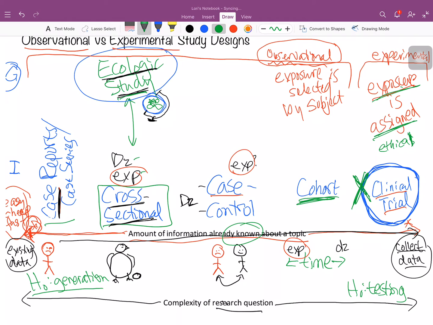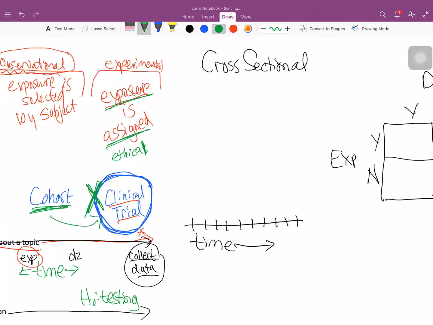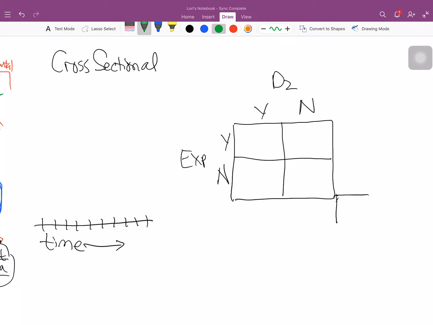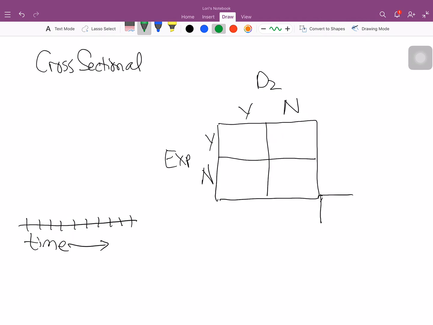We may have a hunch, but then that's worth going to that particular level to do research on that particular topic. So let's go ahead and talk then about a couple of these study designs. So here we have a cross-sectional study design. And remember how with this particular study design we collect a bunch of information from people and we collect that exposure and disease at the same time.